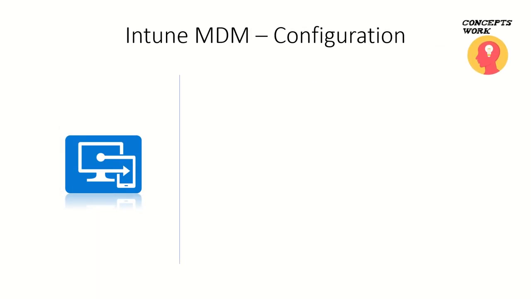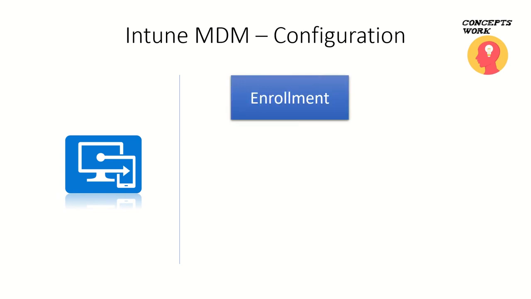Now let's talk about Intune MDM configuration and the three different phases. The first one is enrollment. This is the section where you define the settings for what kind of platform is allowed, and whether you are allowing personal devices to get enrolled or not.